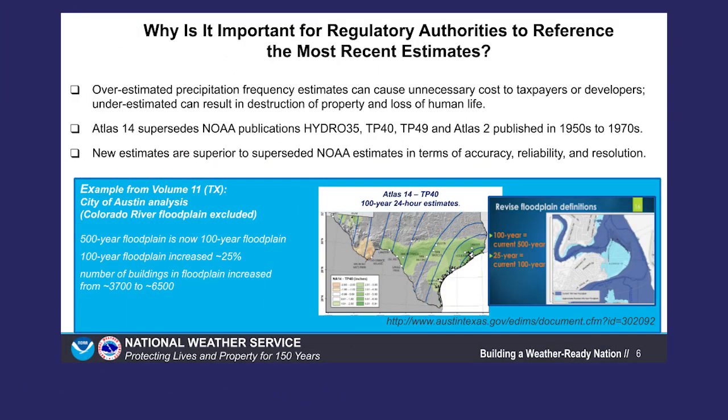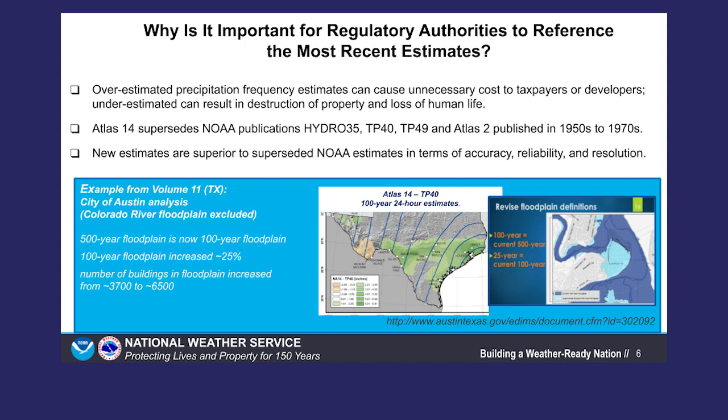Why is it important for regulatory authorities to reference the most recent NOAA Atlas 14 estimates? When precipitation frequency values used in a design are overestimated, it can cause unnecessary costs to taxpayers or developers. However, if an estimate is too low, it can cause unintended destruction of property and loss of human life. Atlas 14 estimates supersede estimates from the 1950s to the 1970s, published in various NOAA documents.